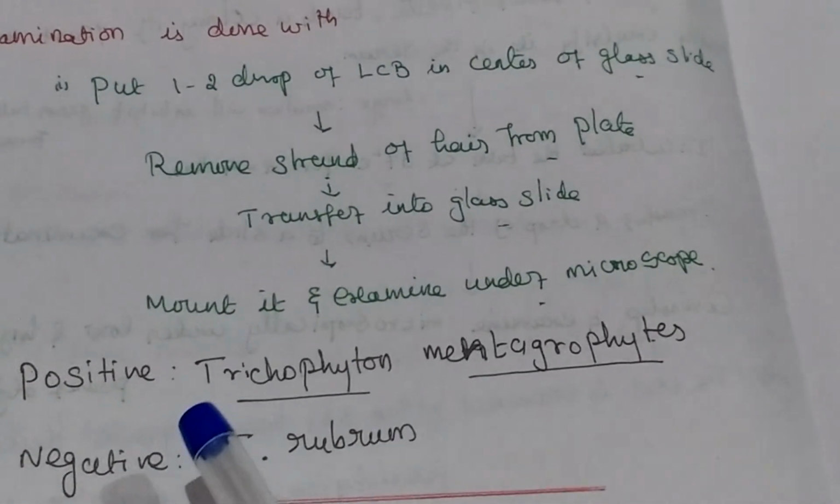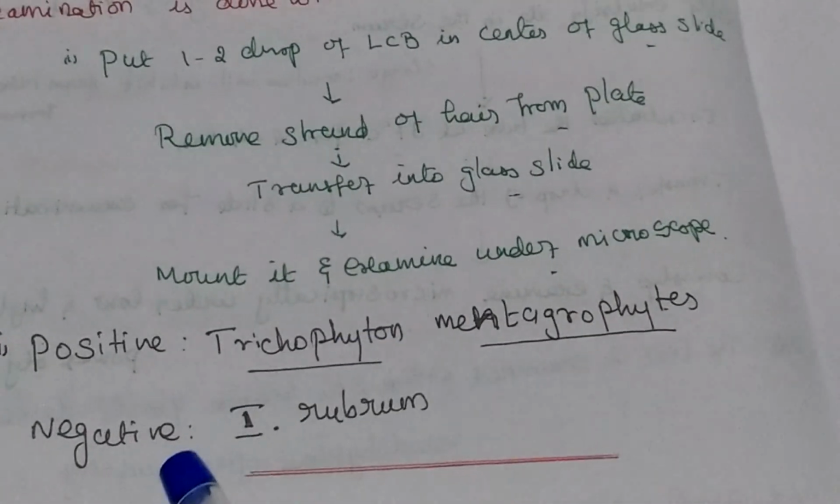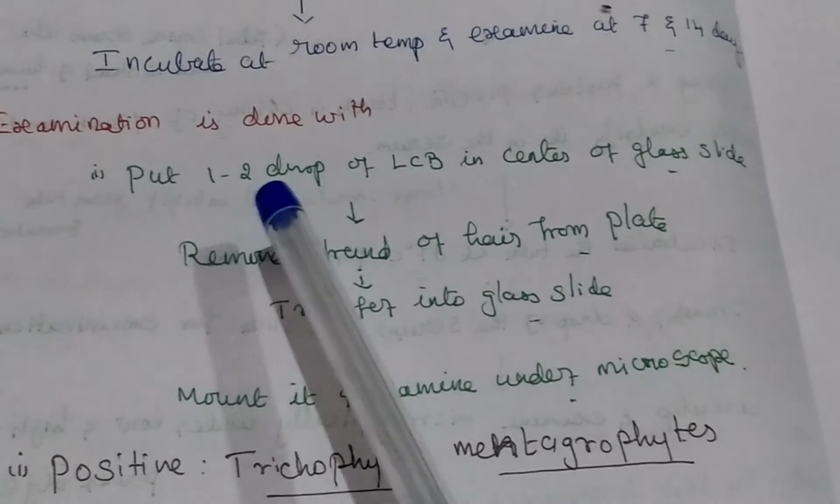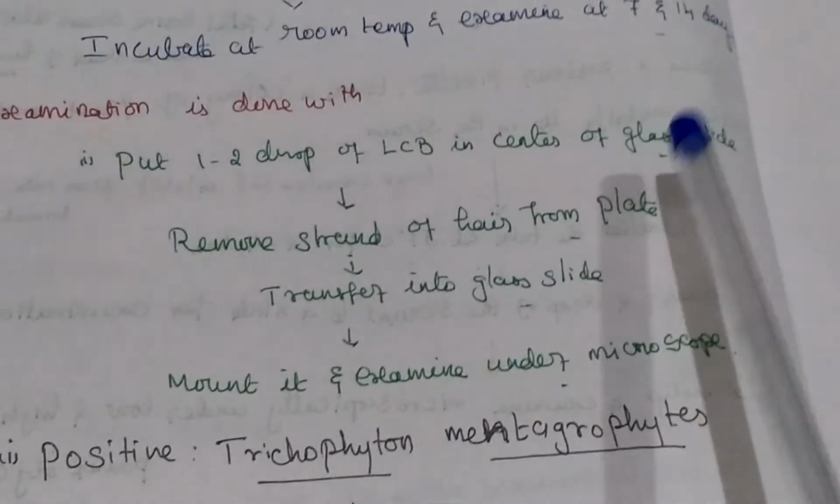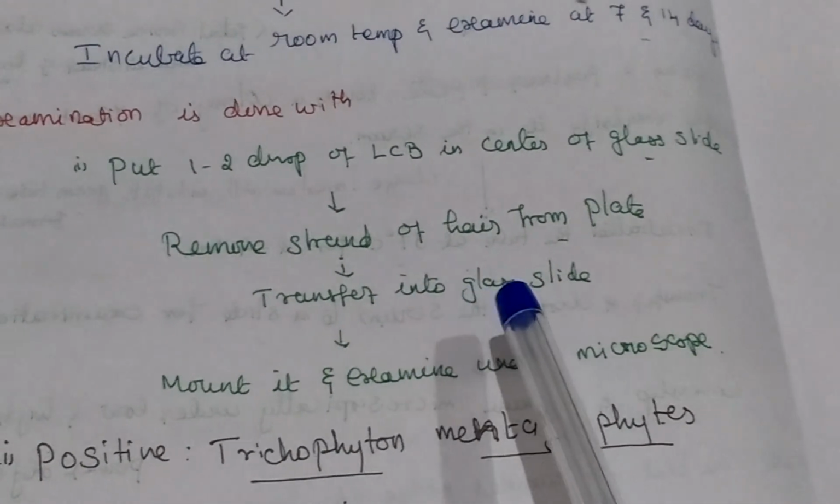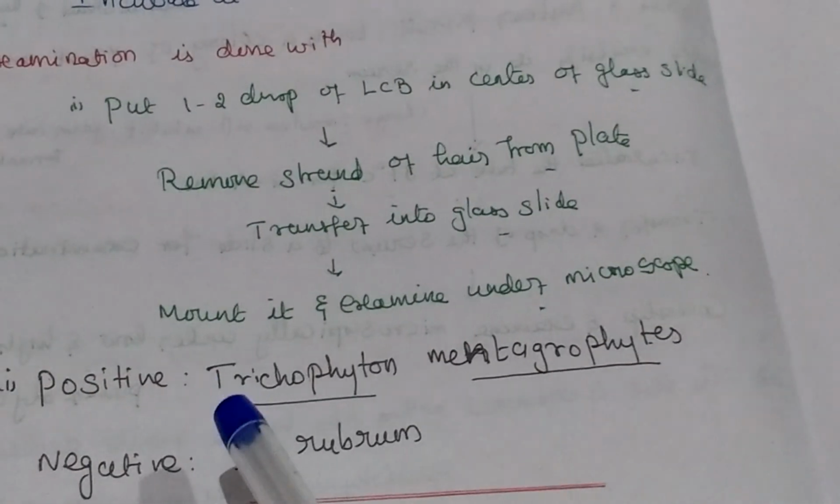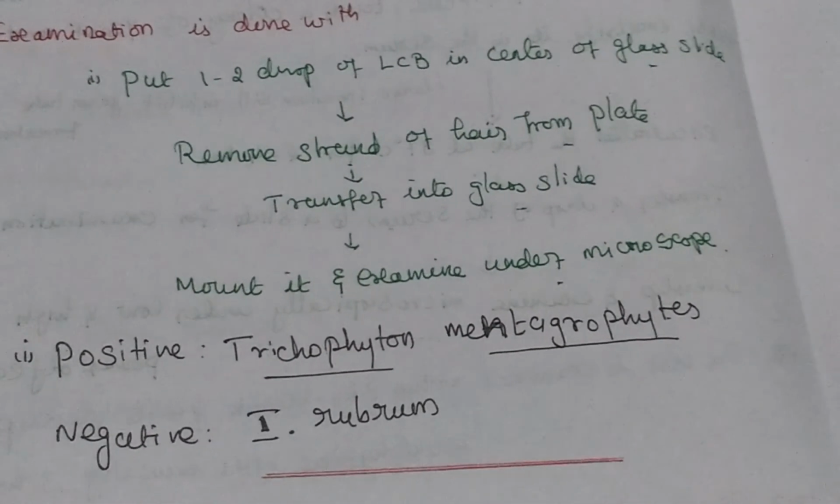This test is positive in the case of Trichophyton mentagrophytes and negative in Trichophyton rubrum. To summarize the method: put 1 to 2 drops of lactophenol cotton blue in the center of the glass slide, remove a strand of hair from the plate, transfer it onto the slide, mount it and examine under the microscope. Positive for Trichophyton mentagrophytes, negative in Trichophyton rubrum.